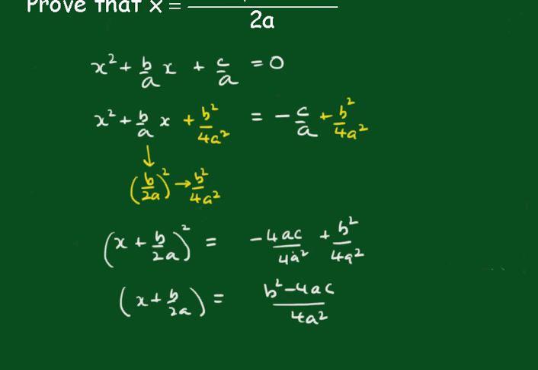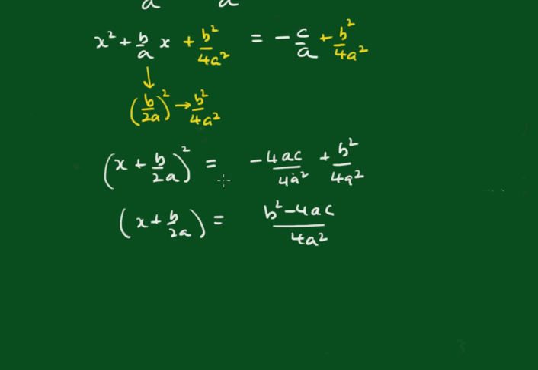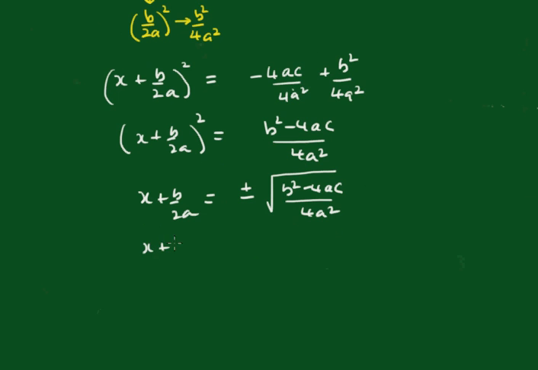Now remember the formula? So we've almost got it, haven't we? Almost there. Now we take the square root to both sides, so x plus b over 2a equals, don't forget, plus or minus square root of b squared minus 4ac all over 4a squared. Now remember your rules of surds. That's plus or minus the square root of b squared minus 4ac all over. Now the square root of this one is just 2a.